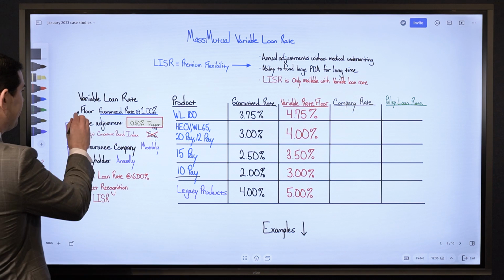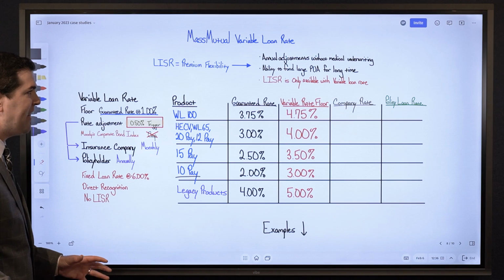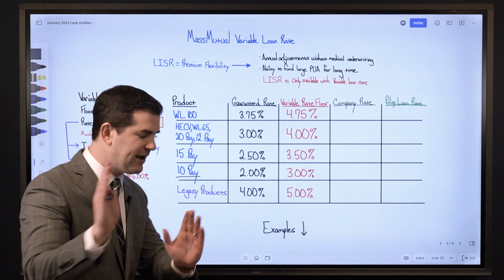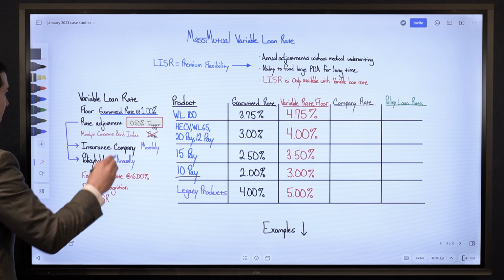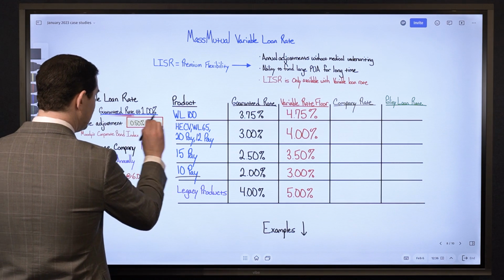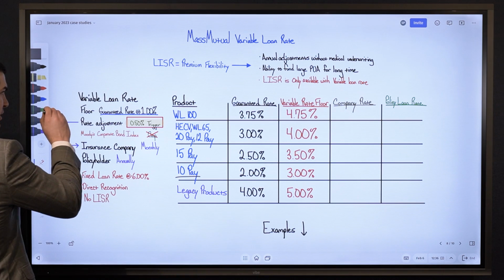So first, we see a floor. Every whole life insurance product will have a floor, which is as low as the variable loan rate can be. And again, this is specific to your policy. That variable loan rate floor works like this. Whatever the guaranteed rate is, plus 1%. So let's go through an example here.